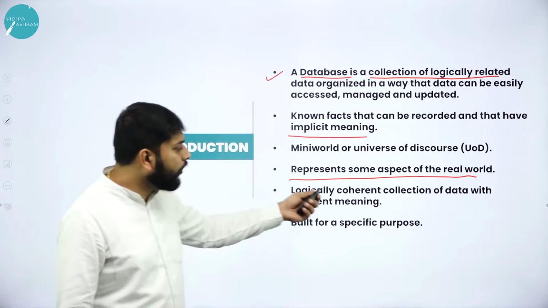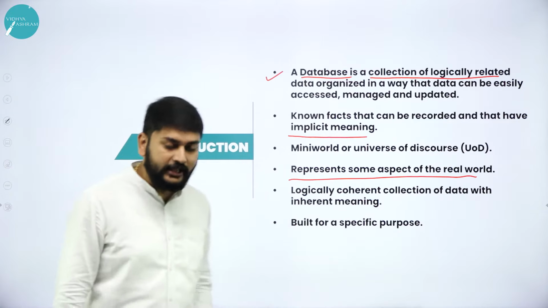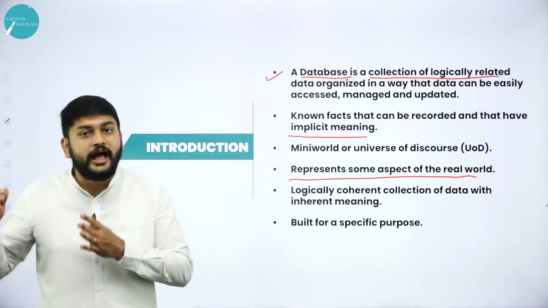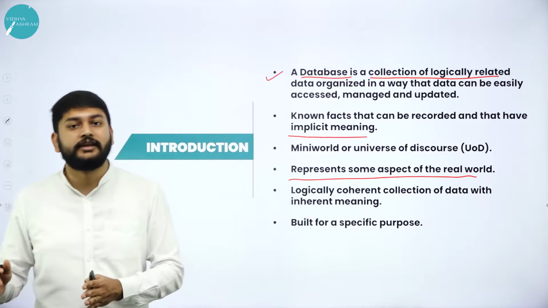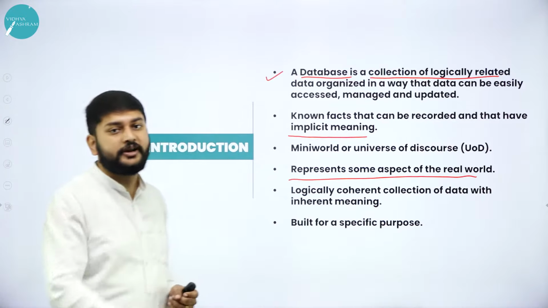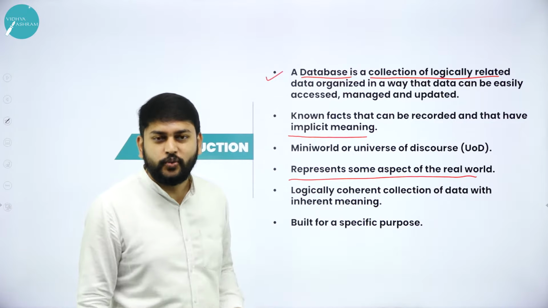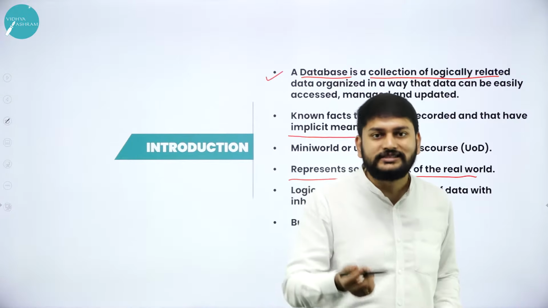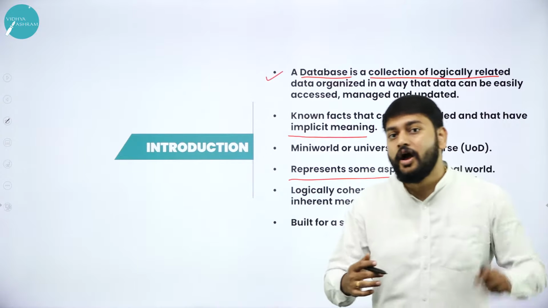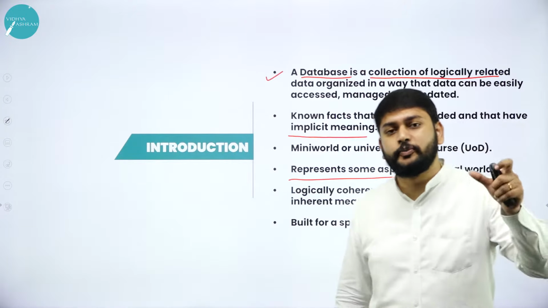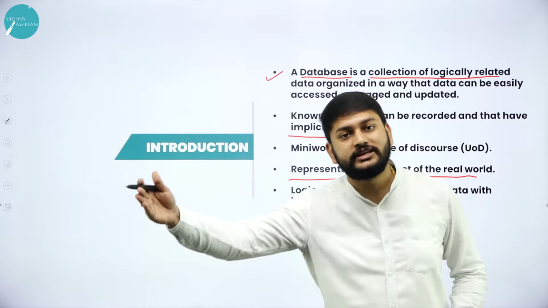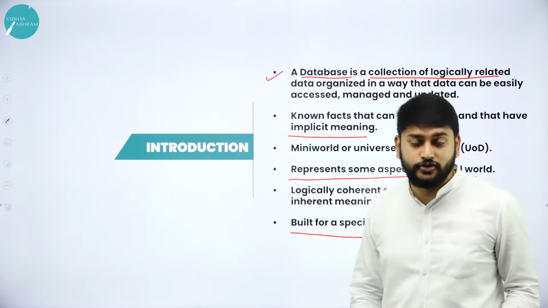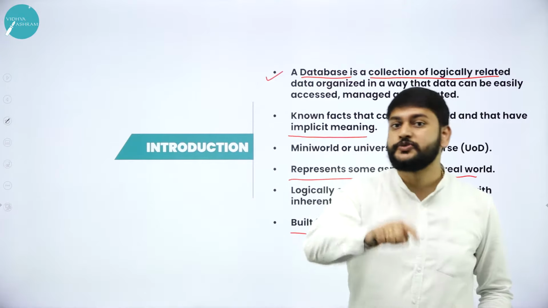Then logical coherent collection of data with inherent meaning. So that is what we have discussed already. Whenever you are storing any data, it should have a relation from one data to another data. And built for a specific purpose. Why do I store the data? Why do I store the student information? Because I want to access the information later. I want to access the data of that particular student later. I have a specific purpose. Why do I store the marks? Because I need to announce the result. So that is the reason that I am storing the data. If I store the data in the database, there should be a specific purpose.